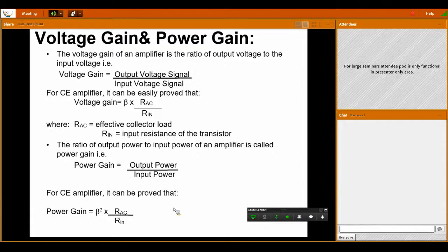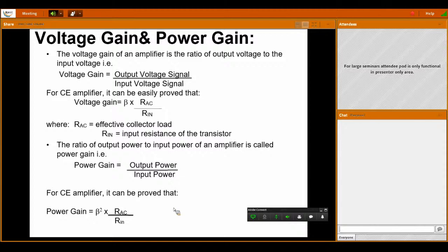Now R0 is larger than your RC. So the effective load resistance is approximately equal to RC. So now here the voltage gain, if I include that output resistance of the amplifier also, is equal to IC into RAC divided by the input voltage of the CE amplifier, which is treated as IB into Rin, the input resistance.